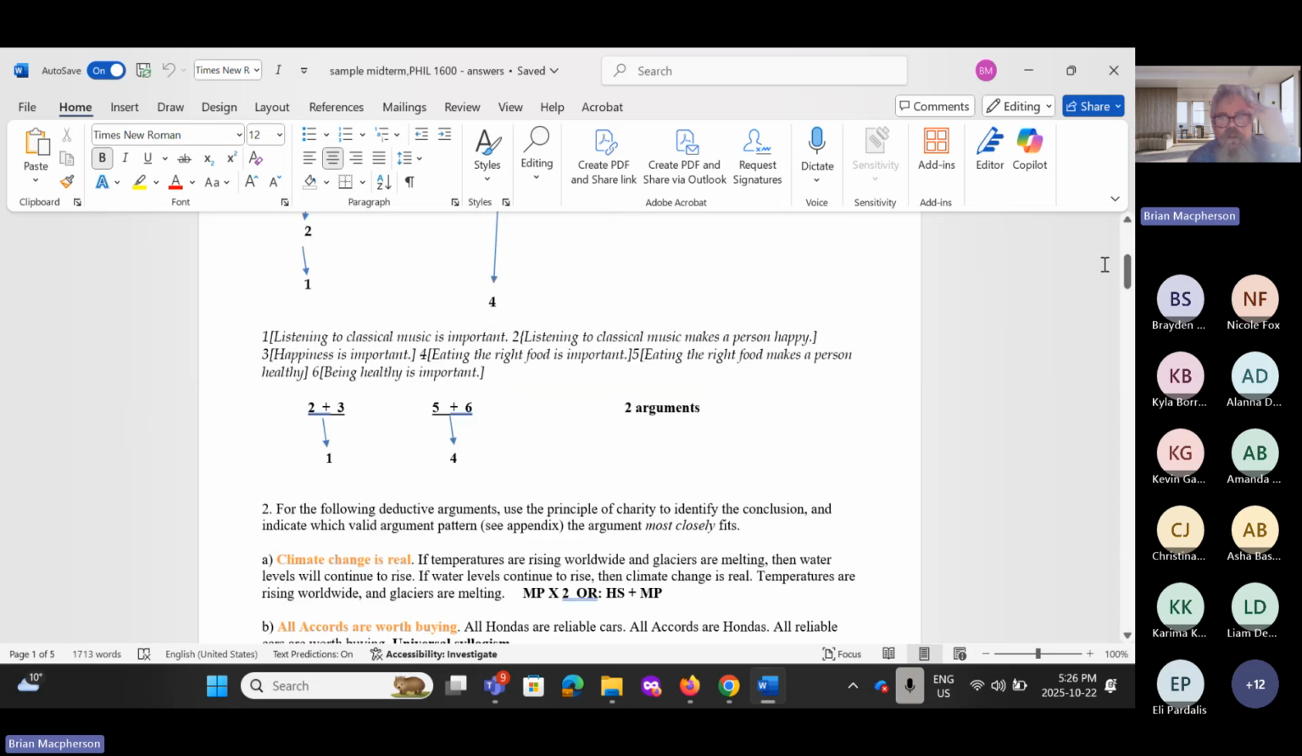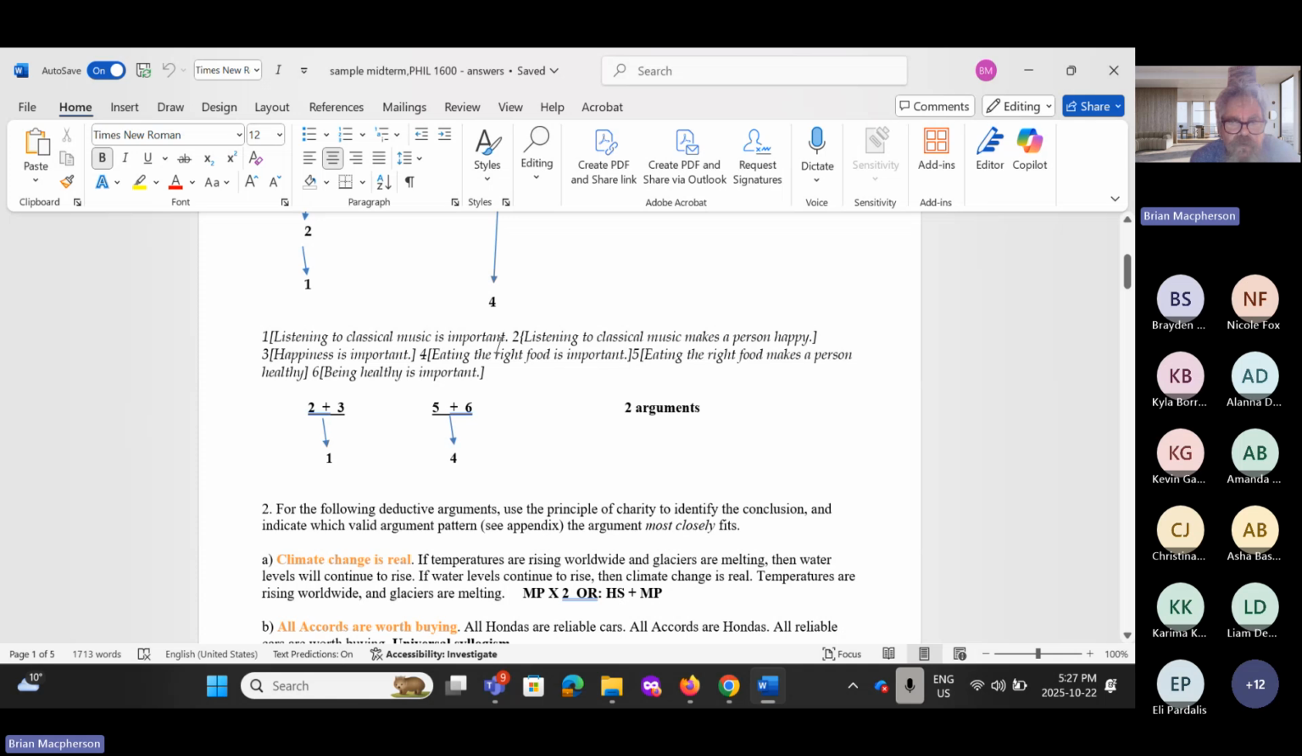Okay, now there's another little argument below. So number 1, listening to classical music is important. Okay. 2, listening to classical music makes a person happy, and happiness is important. So those seem to be the reasons why listening to classical music is important. It makes people happy, and being happy is important. So therefore, I say 2 and 3 conjointly support 1.